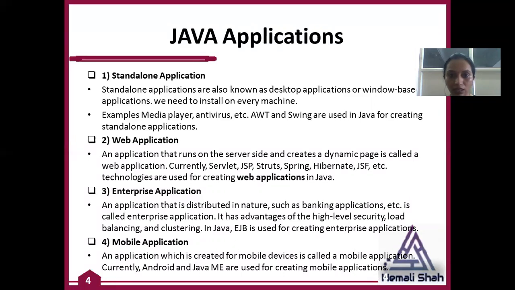AWT is the Abstract Window Toolkit package, which includes the classes and functions used to create graphical user interface based applications. Swing is also a framework available in Java, which is used to create graphical user interface based Java applications. So if you want to create a standalone Java application, you have to use the AWT and Swing package classes and functions, right?